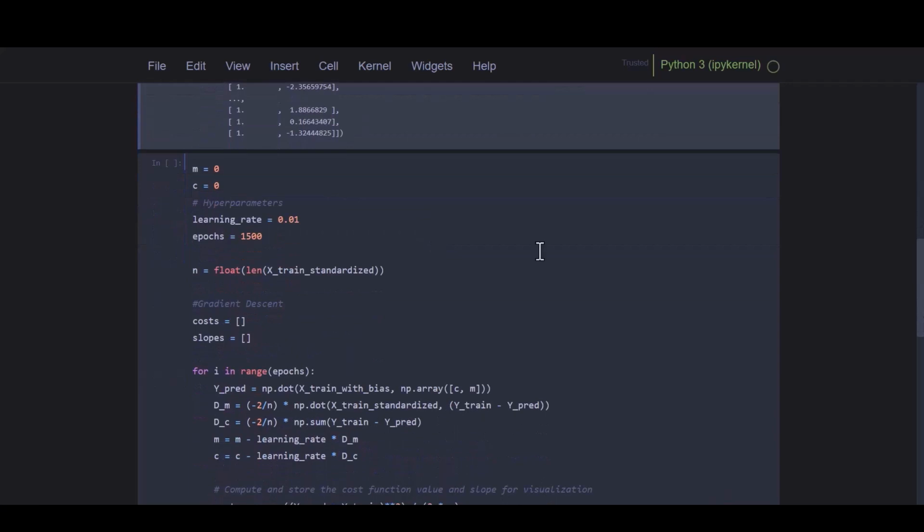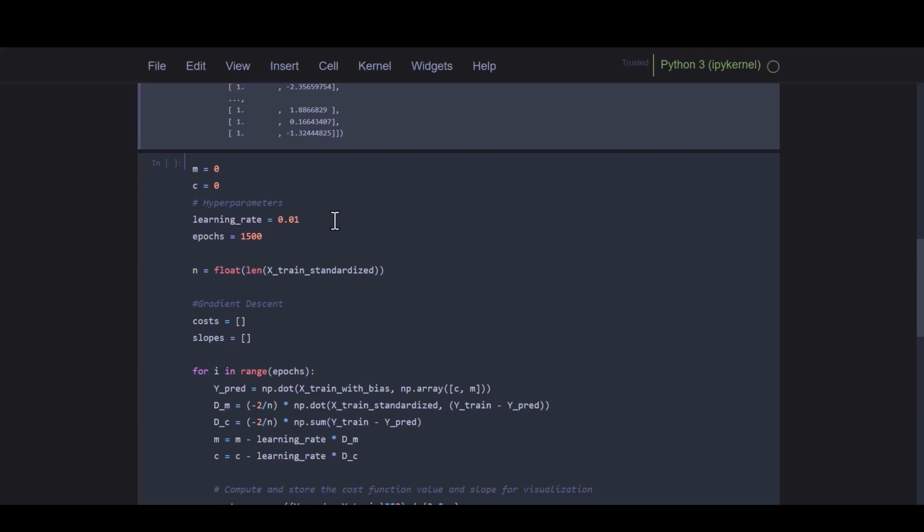Initially we don't know the values of the slope and the intercept. So we are assigning the slope value as 0 and the intercept value as 0. And then we are assigning the values for the hyperparameters. Here I am giving the learning rate as 0.01. So learning rate is responsible for maintaining the steps so that the gradient descent graph reduces gradually or increases gradually based on the slope value.